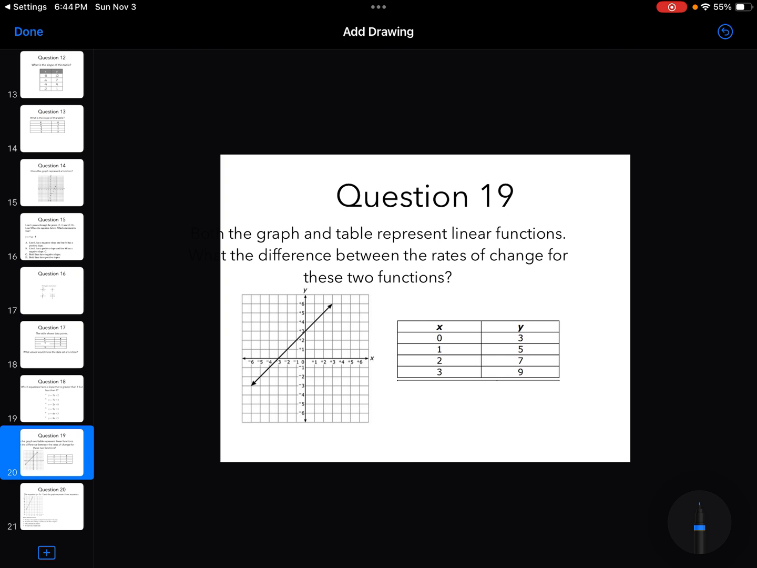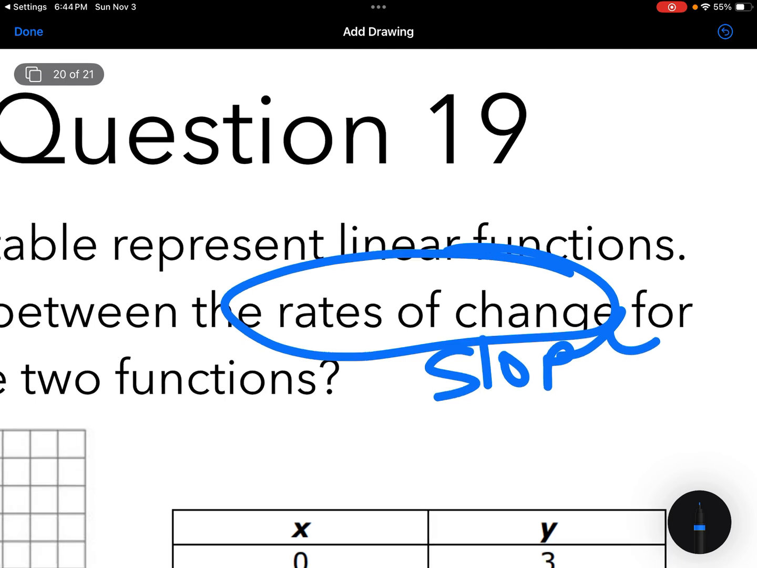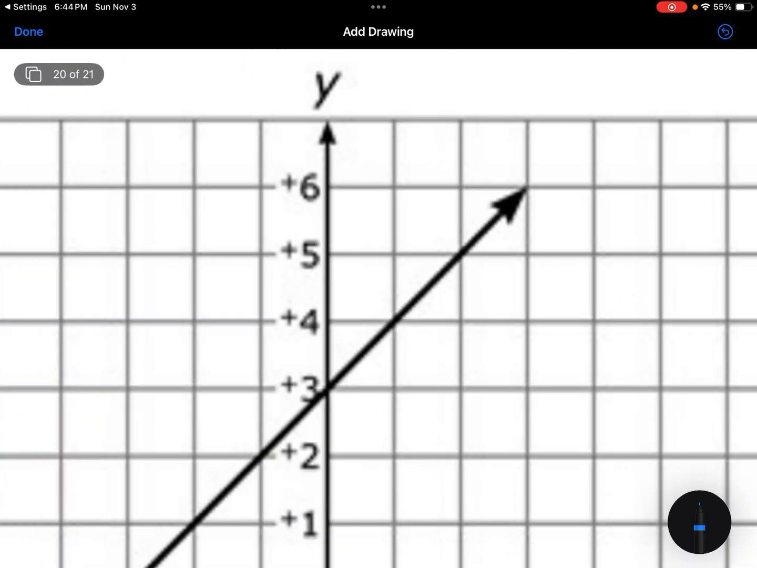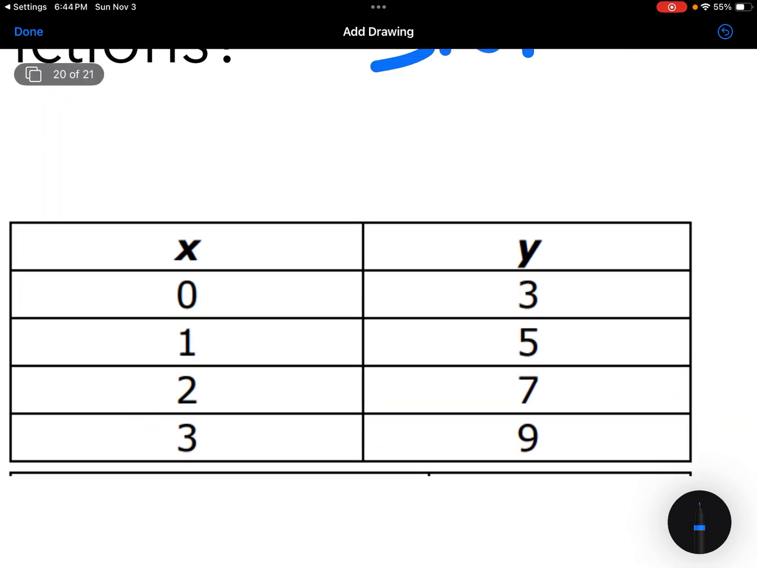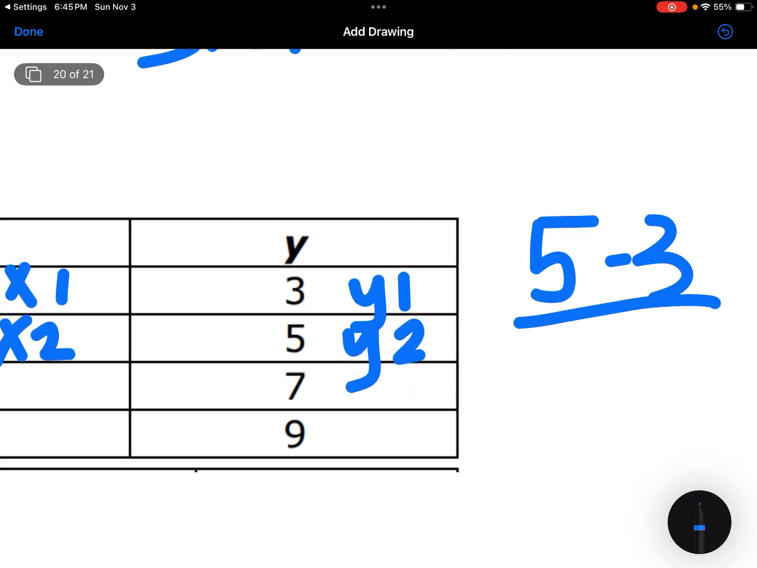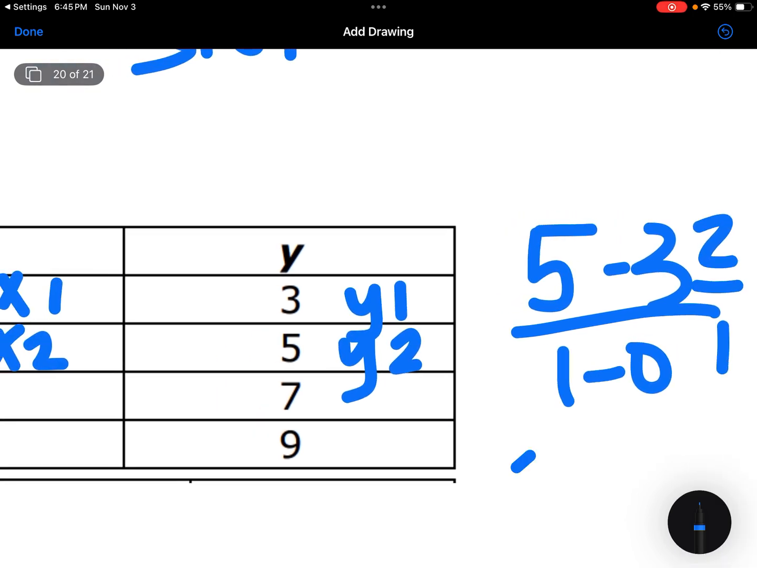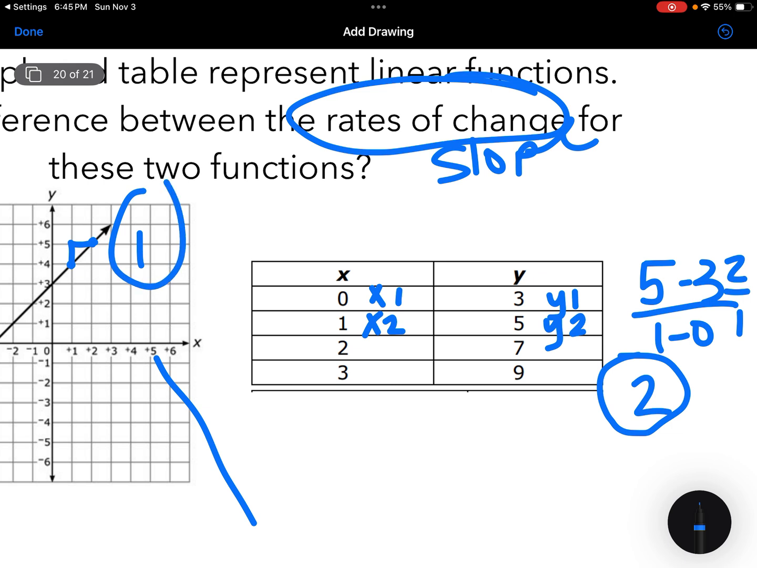All right, the graph and the table are linear functions. What is the difference between their rate of change? So rate of change is just another way to say slope. So if we're looking for the slope, it's 1. And for this one, it would be x1, x2, y1, y2. So 5 minus 3 divided by 1 minus 0. So we end up with 2 over 1, so 2. So if they want to know the difference between these two, it would be 2 minus 1, which leaves us with 1 as our final answer.